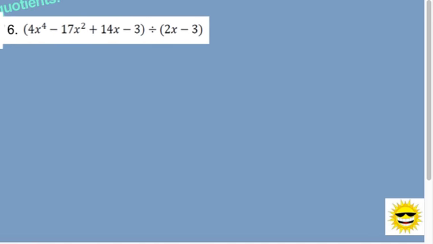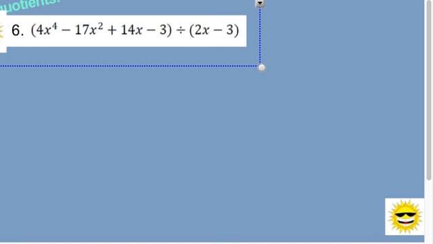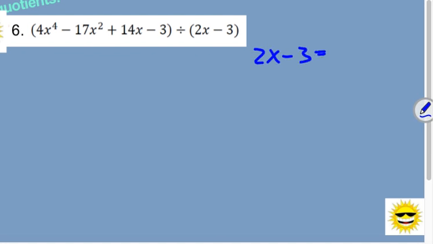Okay, I'm going to let you guys try and set up number 6. Just hit pause, you try it yourself, and then unpause it, and I'll show you the problem. So hit pause. Okay, you've done this problem hopefully already. 2x minus 3 equals 0. So we're going to solve that. I'm going to add 3 to both sides, so I get 2x equals 3. Divide by 2. And x equals 3/2.